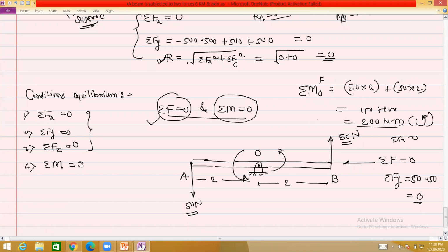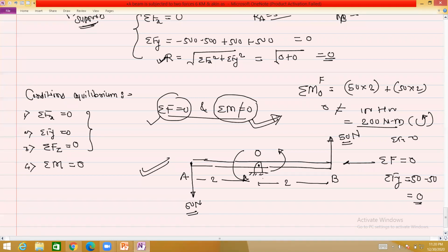So what is the effect of this moment? Right now for this example, summation of moment is not equal to 0. There is some value, 200 Newton meter. So we cannot say this system is in equilibrium. For this system, summation of forces is 0, but summation of moment is not equal to 0. So what is the effect if summation of moment is not equal to 0?